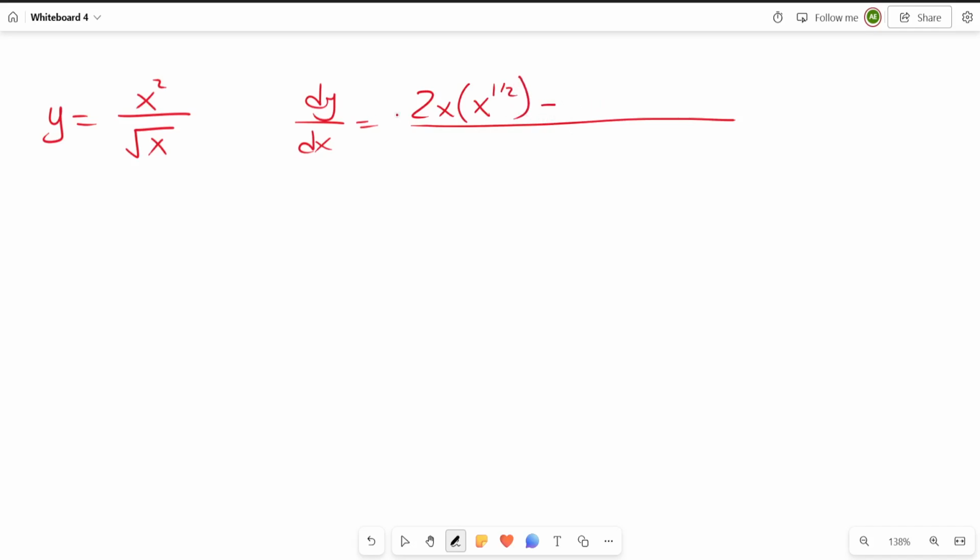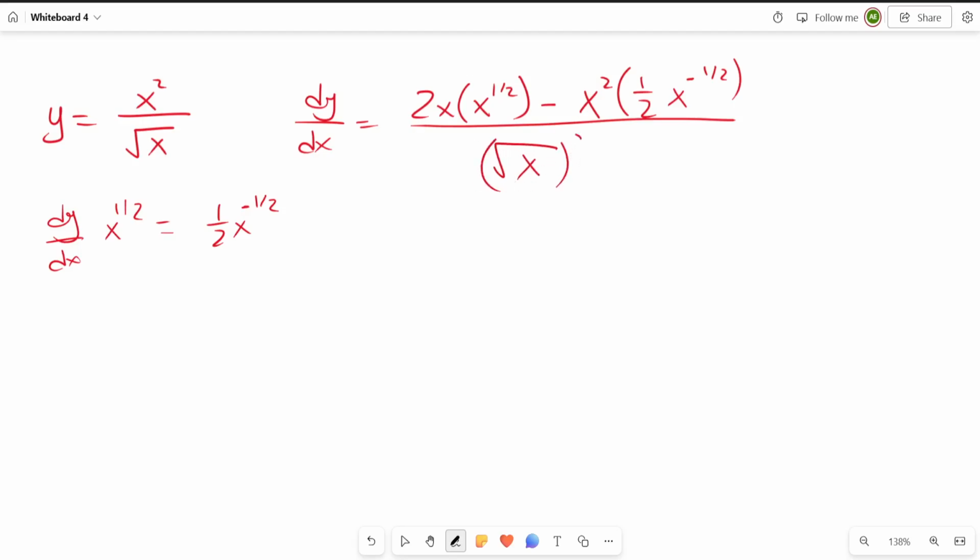And then I will subtract the first function, which is x squared, times the differentiation of the second function, which is x power half. And I know that the differentiation of x power half is equal to half x to the power of half minus 1, which is negative 1 over 2. So it's basically going to be half x power negative 1 over 2. And all of that is divided by g of x to the power of 2.